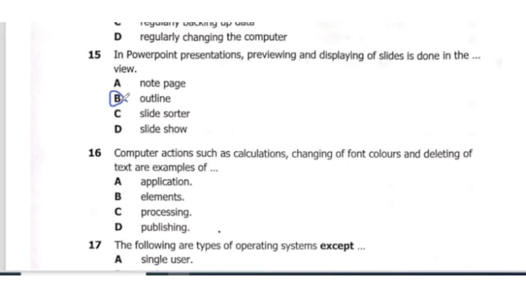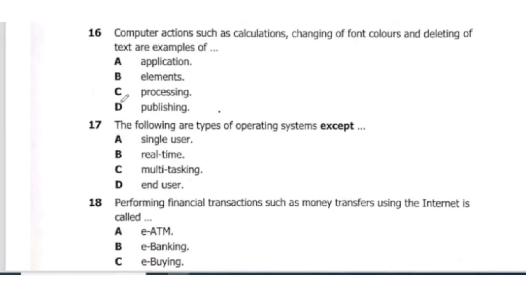We come to question number 16. Computer actions such as calculations, changing of font colors, and deleting of text are examples of A, application, B, elements, C, processing, D, publishing. The correct answer is C, processing. You are processing the data. During the processing of data, that's where you do all those things.